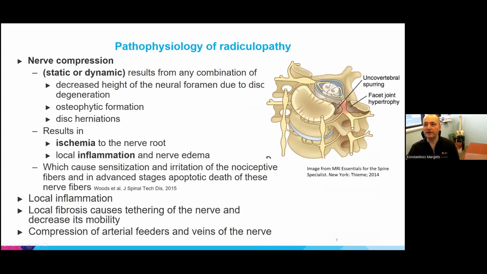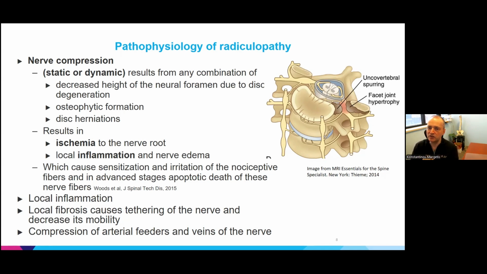Now, in terms of the radiculopathy, the pain that will be shooting down the arm or the leg, in the case of lumbar spine, there is a nerve compression that is causing that pain, and the nerve compression might be static. So by static is usually a compression that we see on the MRI. But because the spine is moving, we need to keep in mind that that compression might be dynamic. It might be happening when the patient is bending forward or bending backwards.